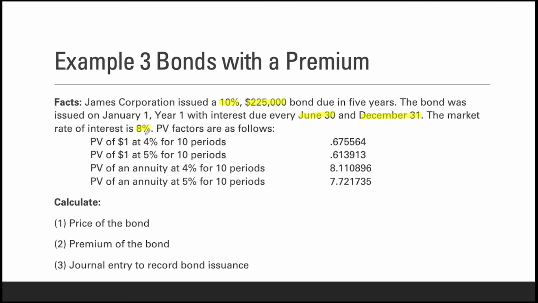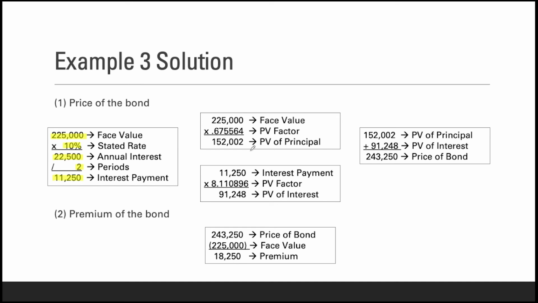So since the market rate of interest is 8% and we're paying out interest twice over the course of a 5-year period, we know we're going to take 5 times 2 to get 10 periods. So we know we're going to use either of these with 10, which they all show 10. However, we're going to take the market rate of interest and divide that by 2, since we're paying out interest twice a year, to get 4%. So we know we're using the ones with 4% and 10 periods.